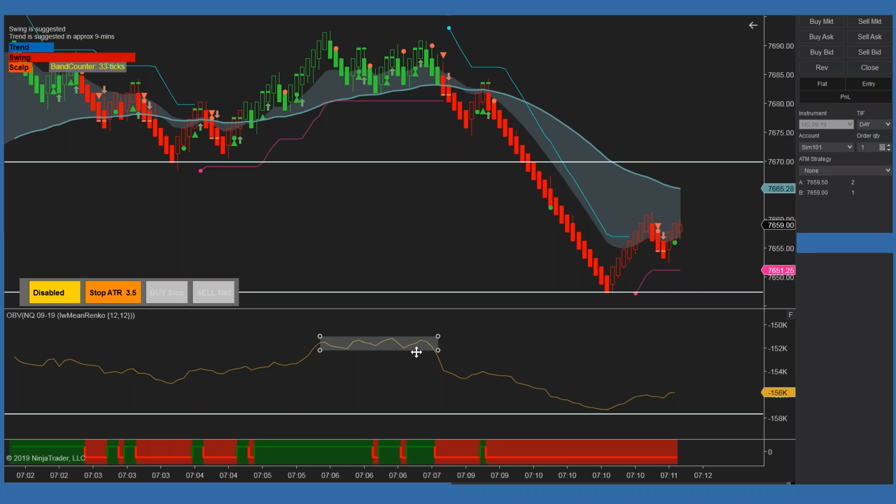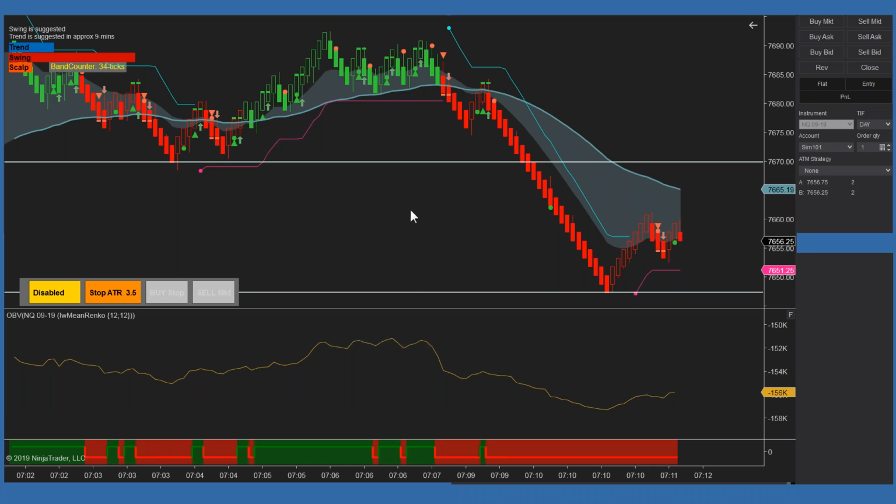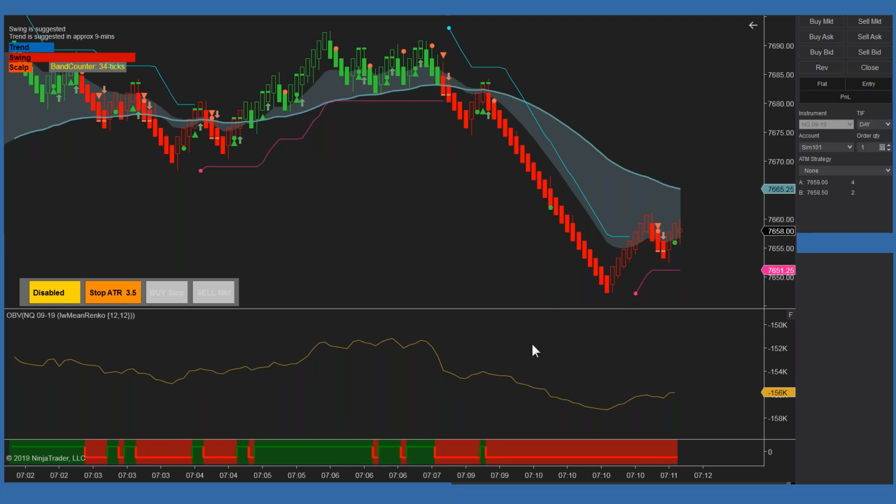All right, it was a little clunky compared to using it on a time-based chart, but it was still kind of effective, wasn't it? And the reason I got my stops in quickly as well is we kind of broke that trend line.